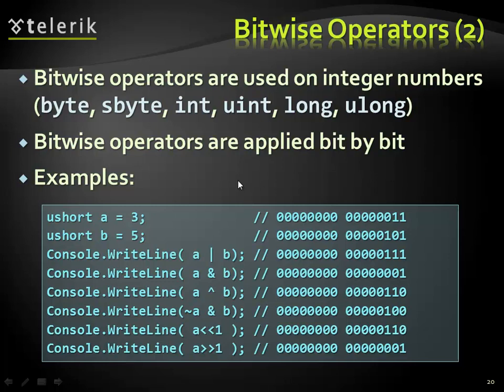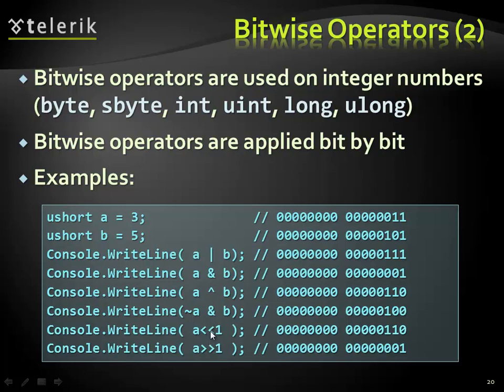So these three operators are the same as we saw. They just take effect in the very small scale of the bits of the number, and that will work not only with numbers but with any memory stored that we have. Instead of using the exclamation point in order to get a negative of a certain number, we can use this tilde.